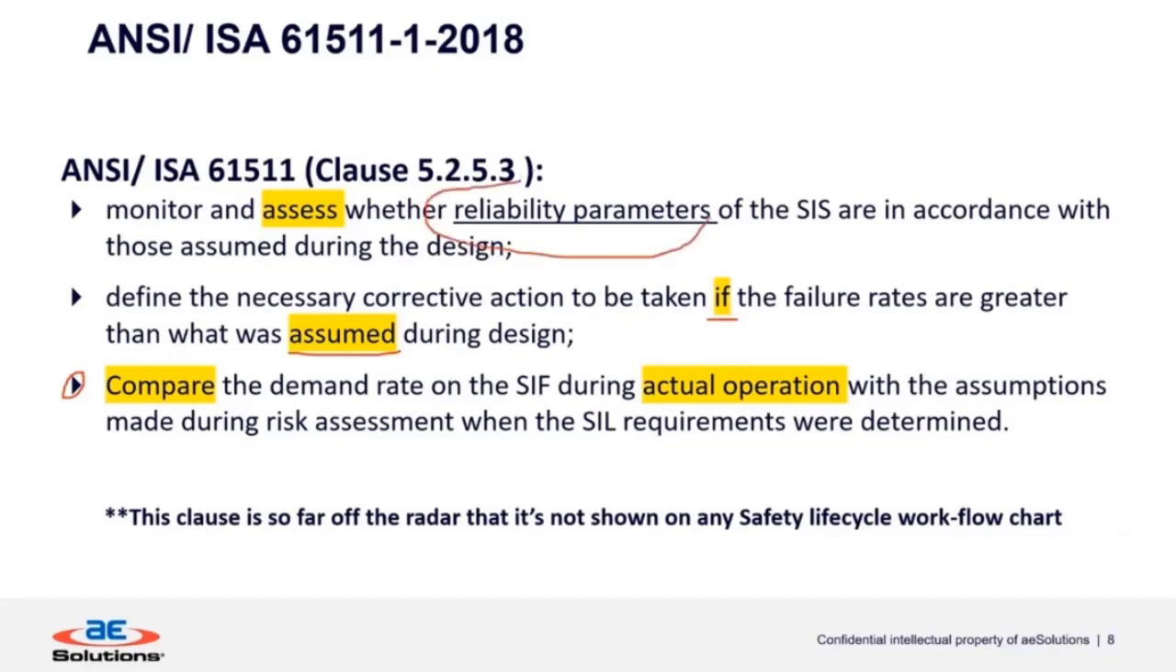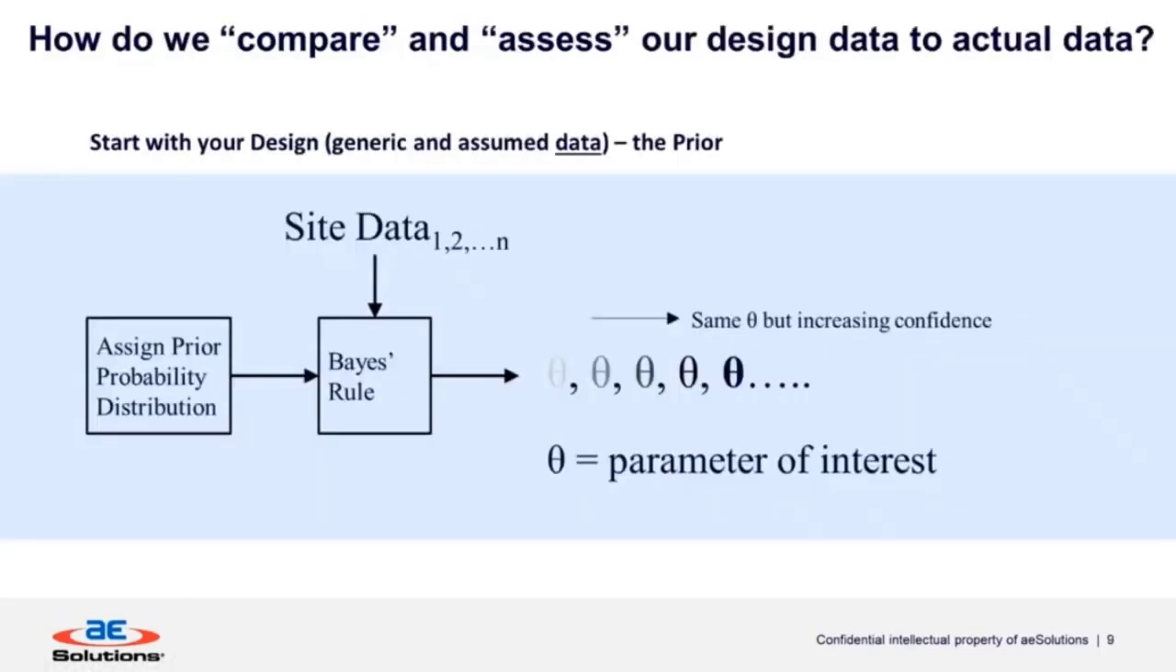And the reliability parameters, I take that to mean colloquially, that just doesn't mean failure rate. That means any reliability parameter you might use in the equation. And like I said, I've got a slide on parameters that we use, and it's a lot. We use a lot of parameters in our equations, and there's a lot of potential for uncertainty there. But this clause is so far off the radar. This is not shown on any life cycle workflow chart. I never hear this being discussed, how to do this. And so this is one of the things we're looking at today.